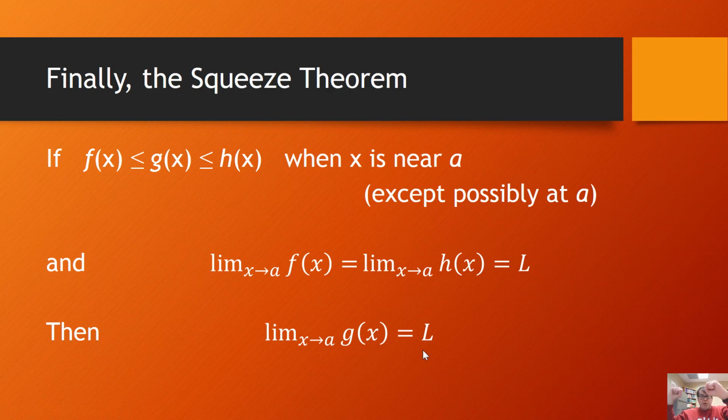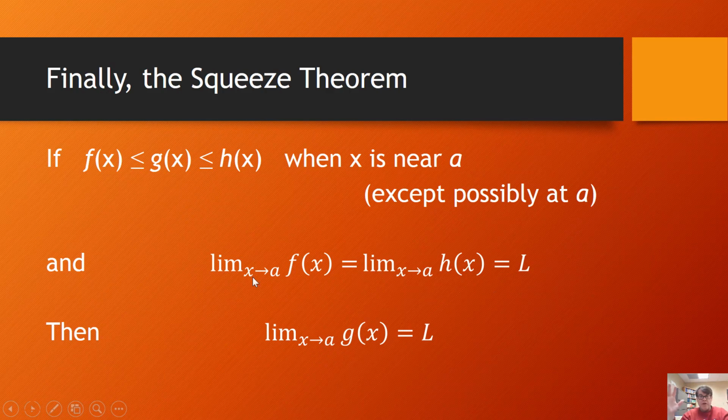F of x approaches L. H of x approaches L. Therefore, if g is in between them, then g of x, the limit as x approaches a, must also approach L. Basically, in this circumstance, these are all equal. It's the equal option. That's not less than or equal, it's the equal option. F of x must therefore equal g of x, must equal h of x at a.